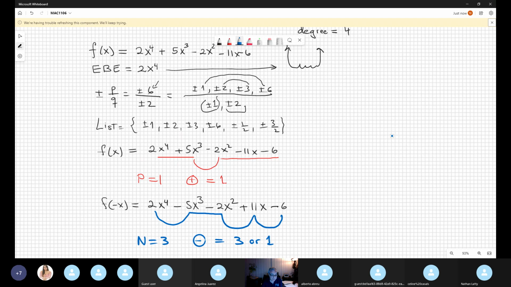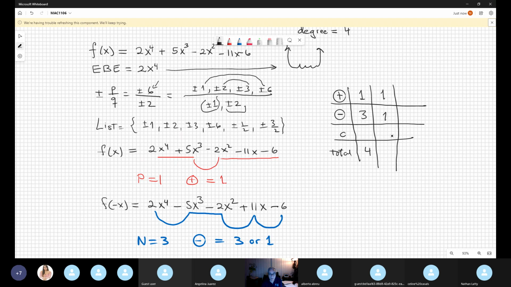So we are ready to summarize this information in the famous table that Descartes created for this condition. Positive, negative, complex, and total. Total is obvious, it's 4. And positive, we have only one combination. But negative, we have 2 combinations, 3 and 1.